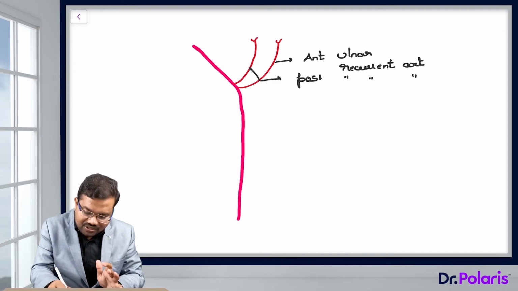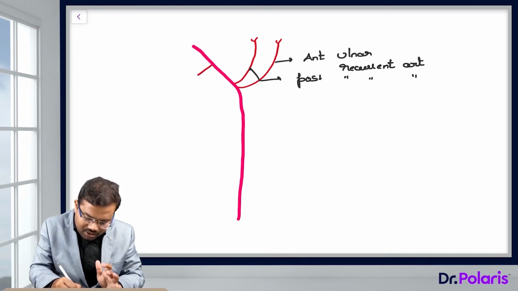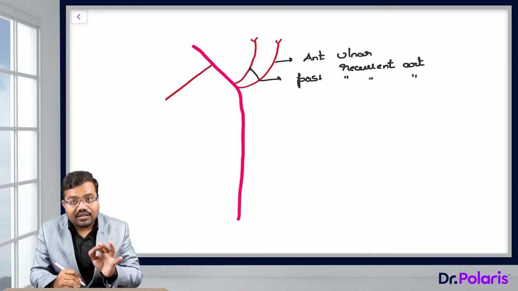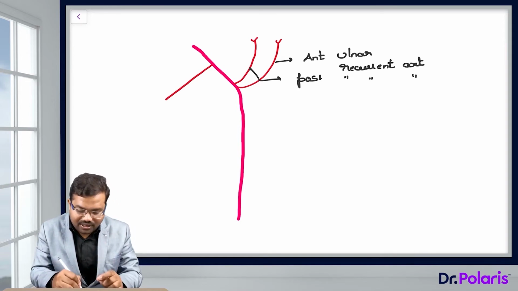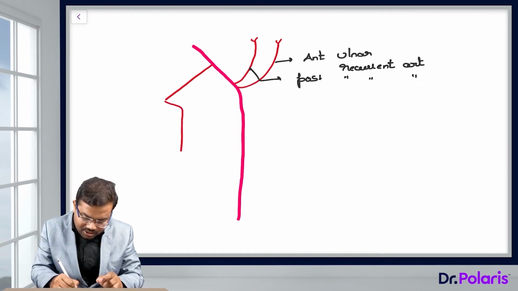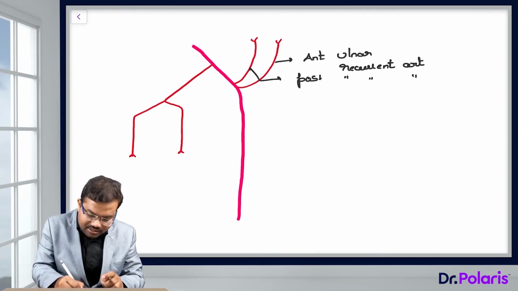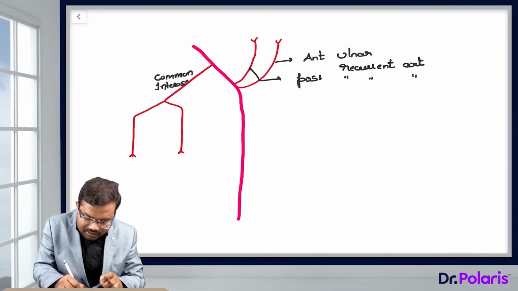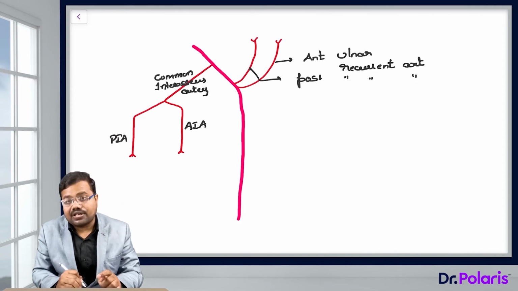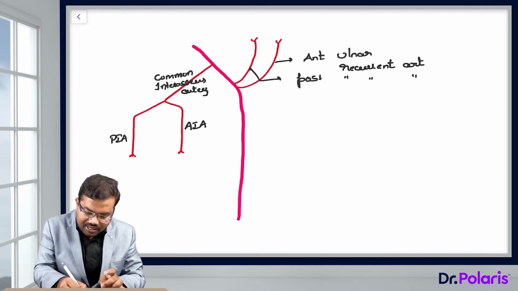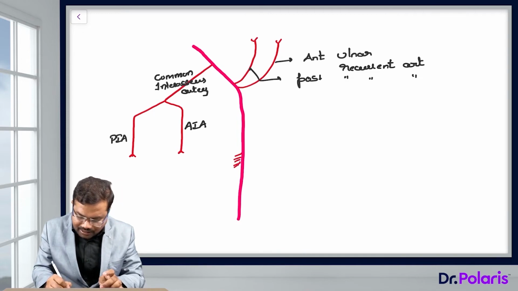One more main branch is called the common interosseous artery. This common interosseous artery will again divide into the anterior interosseous artery and also the posterior interosseous artery. See, this is the common interosseous artery, and it divides as the anterior interosseous artery and the posterior interosseous artery. Next, during this course, it also gives some more branches to the muscles. Those are called muscular branches.